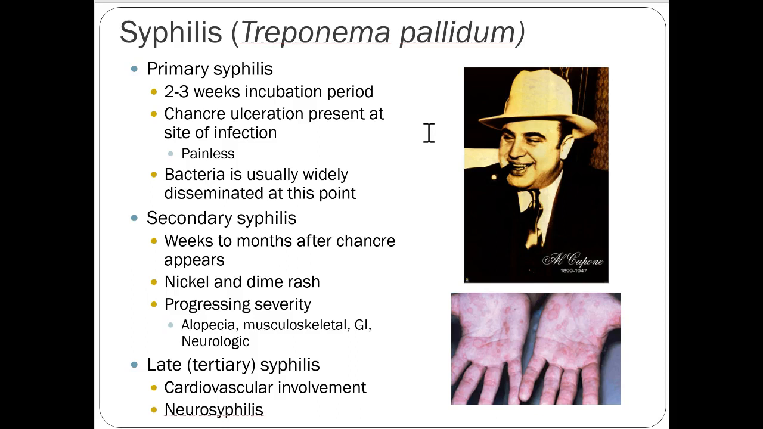So there's primary, secondary, and tertiary syphilis. Primary syphilis is usually a 2 to 3 week incubation period. It presents with a chancre ulceration, which is supposedly painless. It's like a canker sore looking thing. But by the time you see this, the bacteria is usually widely disseminated. Secondary syphilis is about weeks to months after the chancre appears. It's the nickel and dime rash, and it has different severity aspects to it. You can lose your hair, have musculoskeletal involvement, and GI and neurologic involvement. And late syphilis is cardiovascular involvement and neurosyphilis, which can have acute aspects to altered mental status. It can also cause some psychosis-like symptoms too. Al Capone was notorious for dying of syphilis.